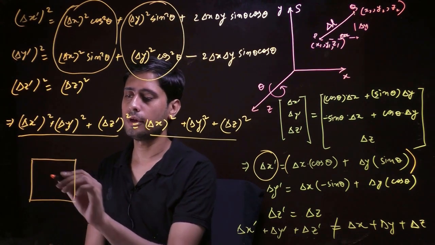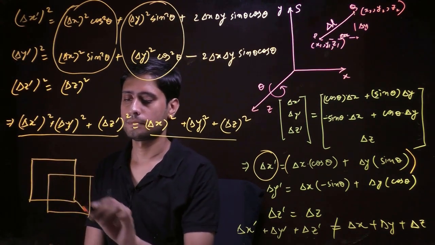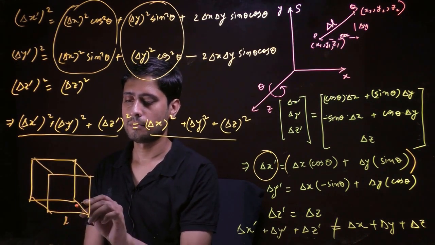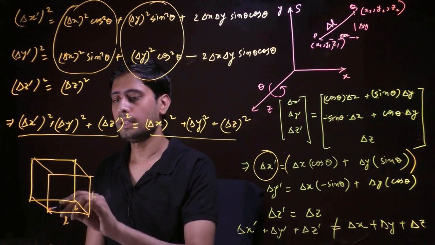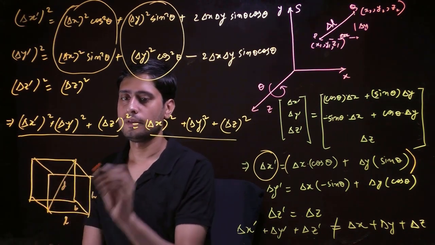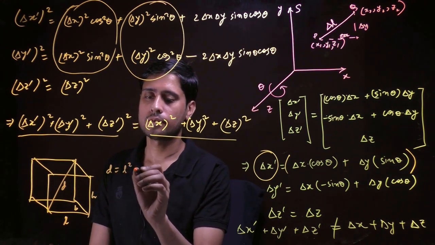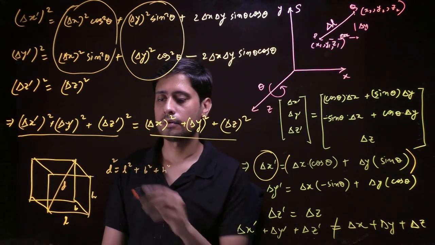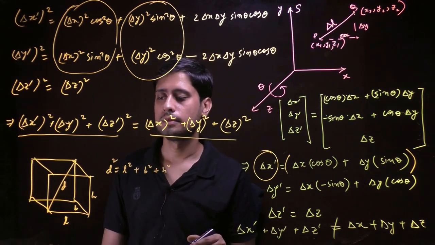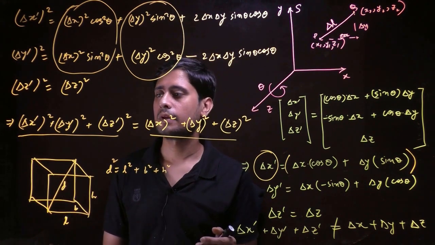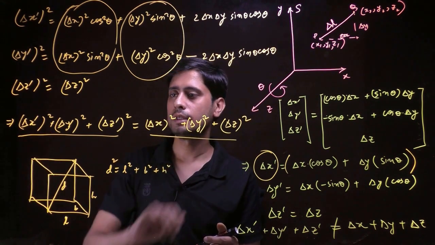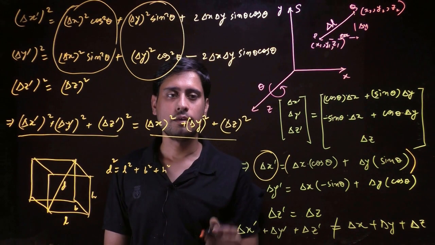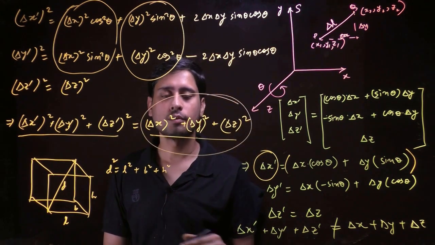So you notice that this quantity is invariant in case of rotation, and you know that for a cuboid having length L, breadth b and height h, the length of diagonal d is given by the square root of L square plus b square plus h square. So it's basically similar to that, it is giving you the same quantity. So delta x square plus delta y square plus delta z square is the invariant in case of rotation.